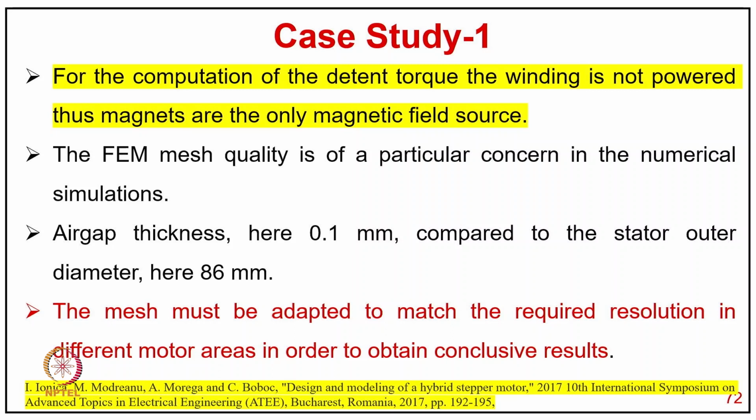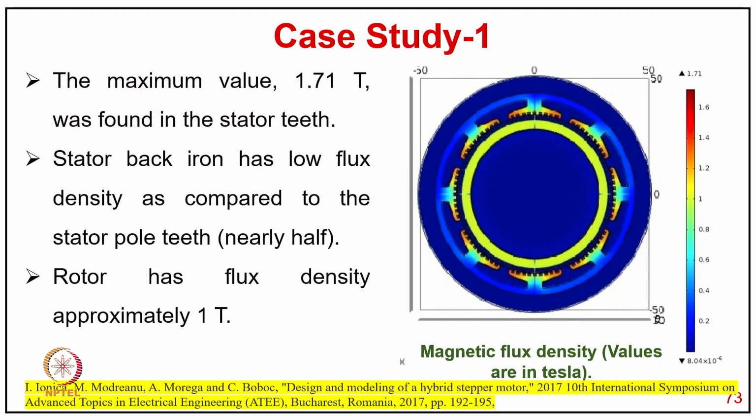The FEM mesh quality is of particular concern in the numerical simulation. The gap thickness here is 0.1 millimeter compared to the stator outer diameter of 86 millimeter, and the mesh must be adapted to match the required resolution in different motor areas in order to obtain conclusive results. Here you can see the magnetic flux density variation in Tesla, with the colors showing the variation. The maximum value of 1.7 Tesla was found in the stator. The stator back iron has a low flux density, nearly half compared to the stator pole teeth, and the rotor has a flux density of approximately 1 Tesla.